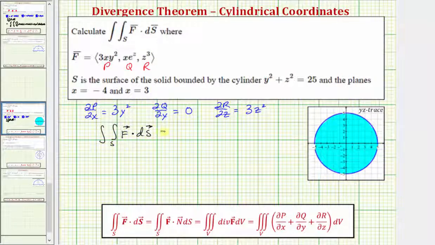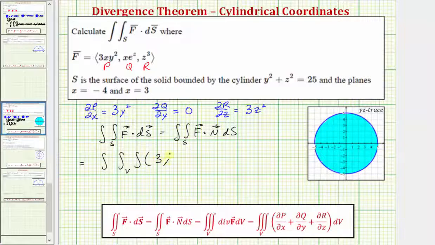again often expressed as the double integral over the surface S of F dot n dS, is equal to the triple integral over the solid region V of the sum of the partial derivatives, which would be 3y squared plus 3z squared dV.